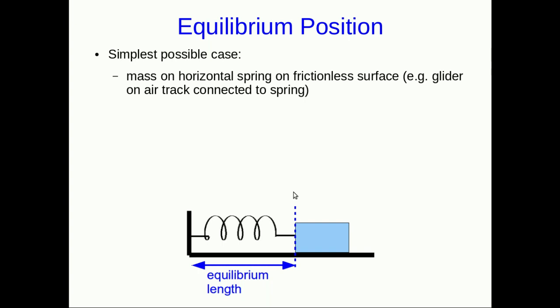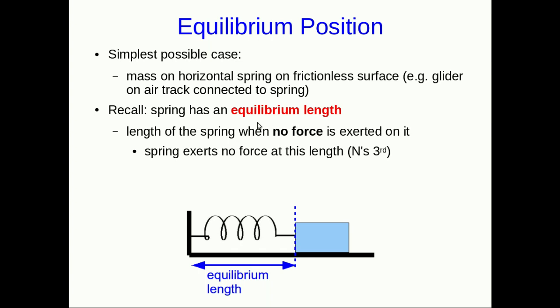So we have a mass, it's on a frictionless surface, so maybe it's an air puck or a glider on an air track or something like that, and it's attached to a spring. And it's sitting here at the equilibrium length of the spring. This is what makes the horizontal case easier. When you haven't pulled on the mass at all, it will sit at the equilibrium length of the spring.